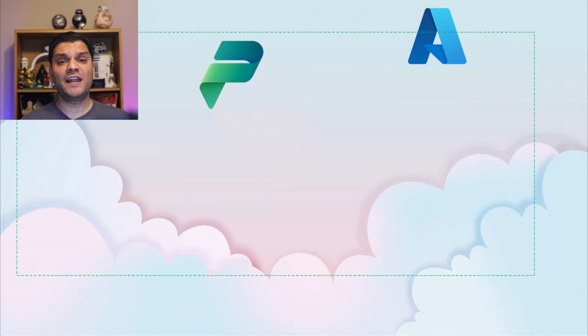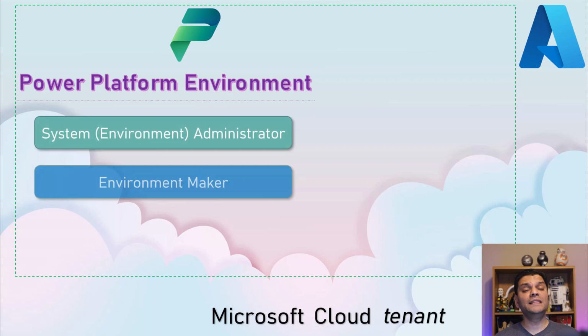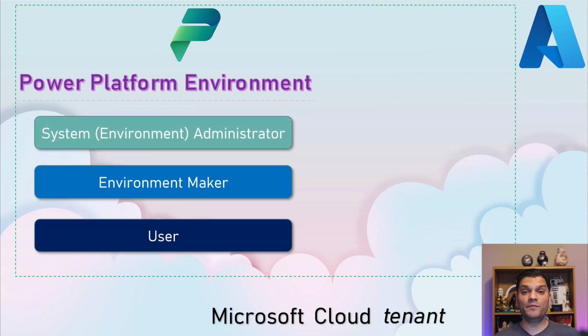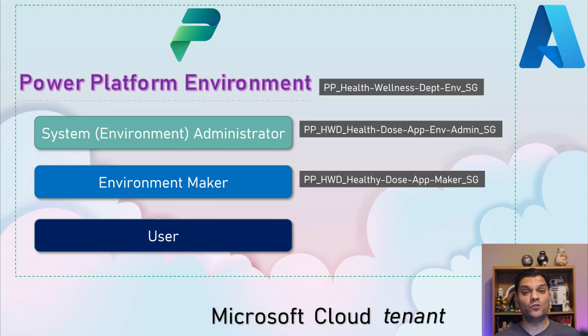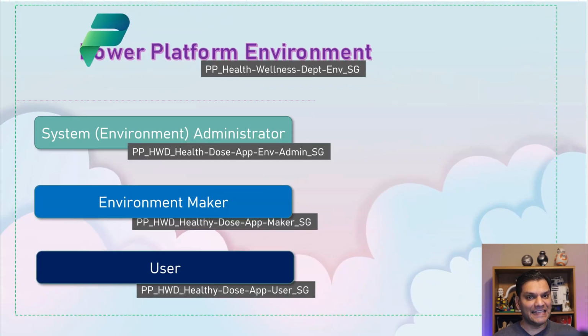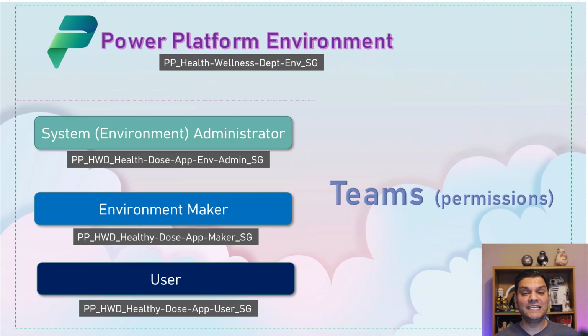And in the Power Platform environment, you have multiple levels of security roles where you can be an environment system admin, an environment maker, or just a user. And for each of these roles, you can assign a security group to make the overall utilization a lot easier. And to do that, that is where you use this Teams permission service, which is available out of the box. And that is what I'm going to show you right now.